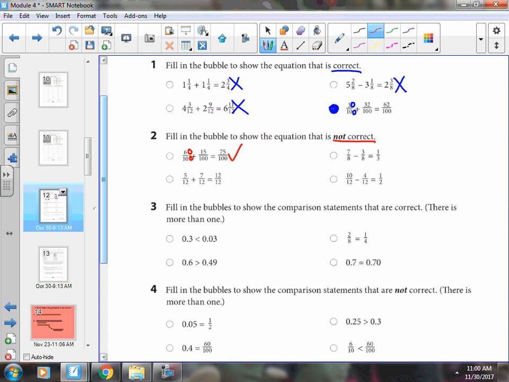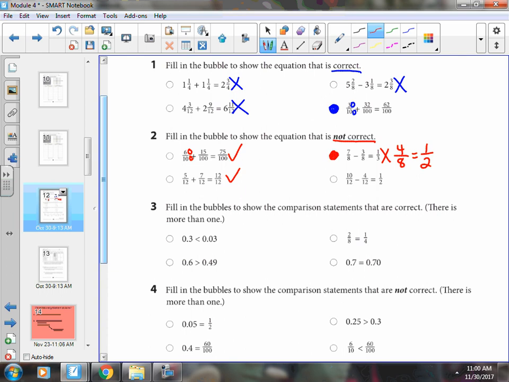Right below that, 5/12 plus 7/12 is 12/12. So that one is correct. 7/8 minus 3/8 is 4/8. And 4/8 is the same as a half, not a third. So that one is the wrong one. So I'm going to put a bubble there because I'm looking for the wrong one.